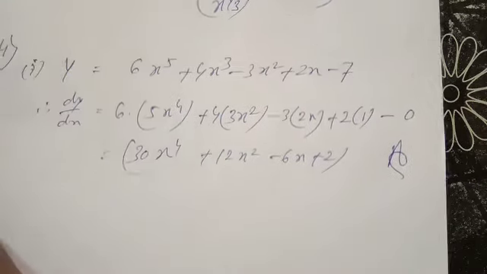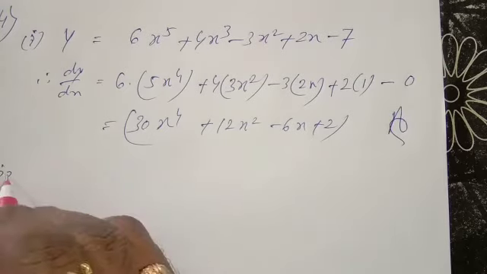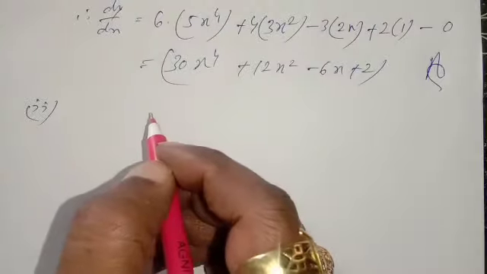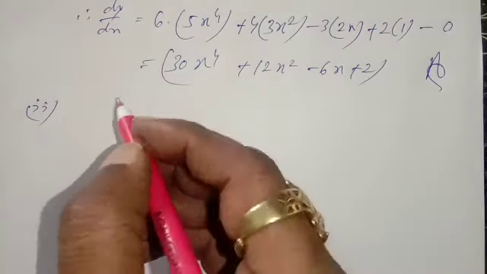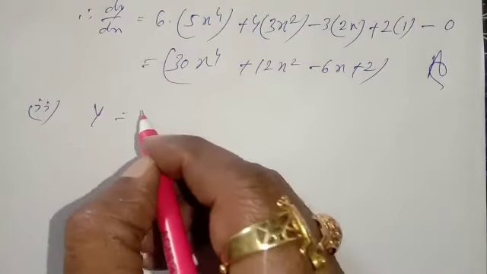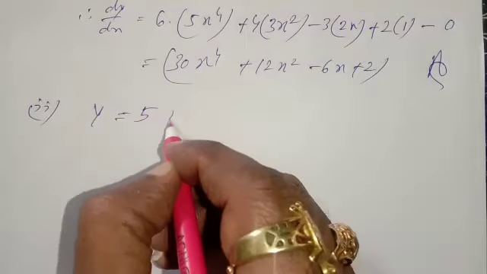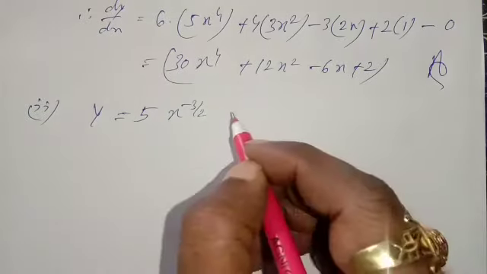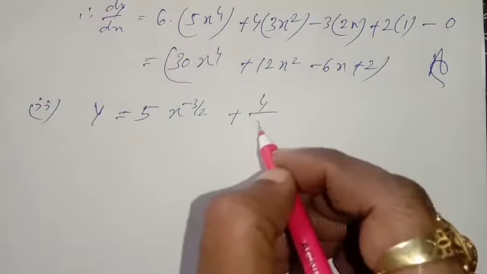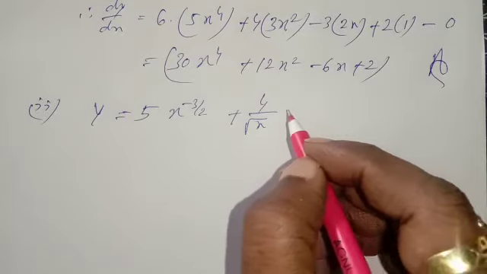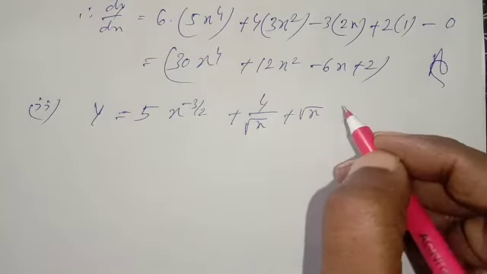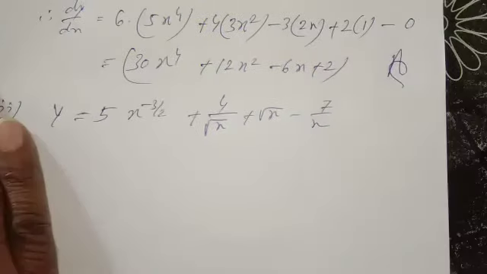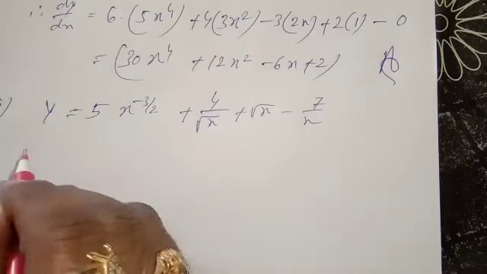Let us go to 4 second part. The second part question given: y is equal to 5 x to the power minus 3 by 2 plus 4 by root over x plus root over x minus 7 by x. This is the question given. Now you have to find the derivative with respect to x.